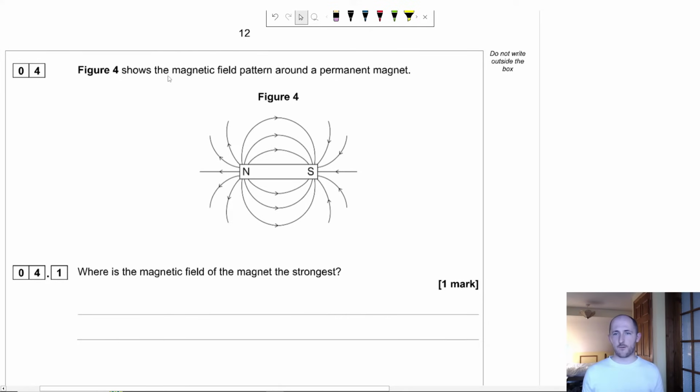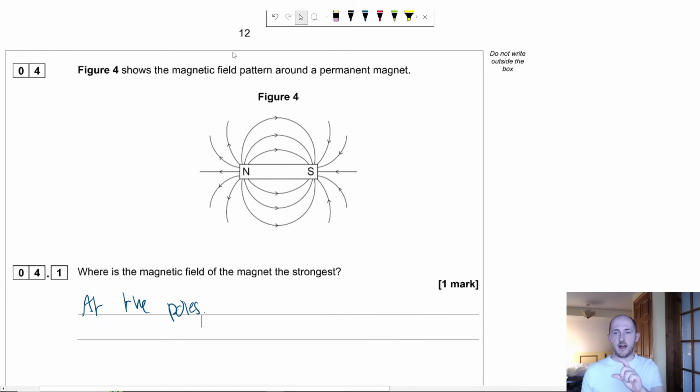So, Figure 4 shows the magnetic field pattern around a permanent magnet. Where is the magnetic field of the magnet strongest? You can either memorize this, but I'm also going to explain it to you. Now, it's at the poles. So if you're okay with that, feel free to skip to the next part. But if you're not, here's why.